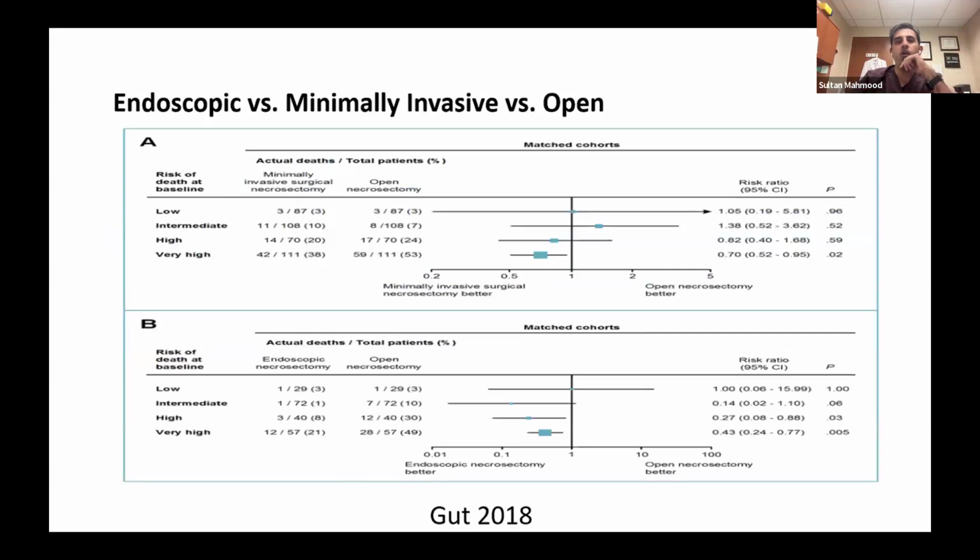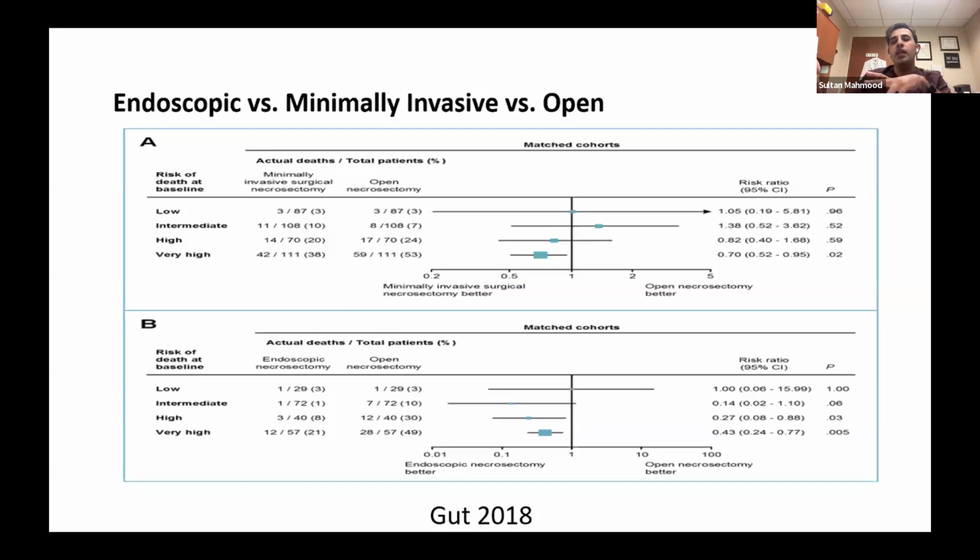So endoscopic necrosectomy is better than the step-up approach, and step-up is better than surgical necrosectomy. And we do have data for mortality as well, which again is coming from smaller studies, but still this is what we have available. But in patients who are coming in with severe pancreatitis and at high risk of death at baseline, the risk of death is much higher with the surgical approach as compared to the endoscopic approach, be it the open necrosectomy or the minimally invasive surgical necrosectomy.